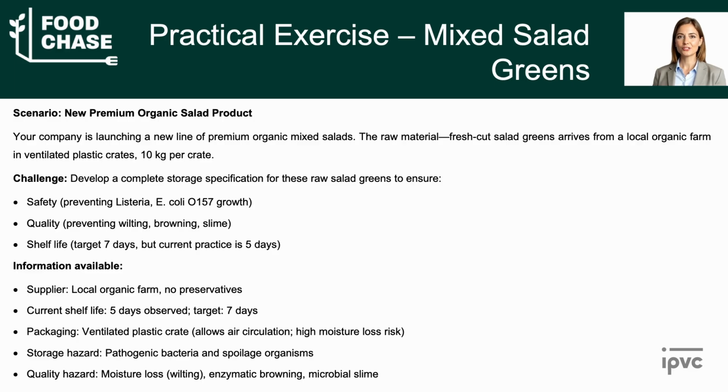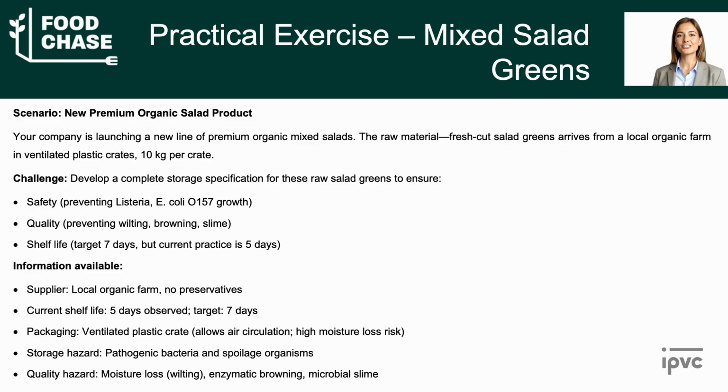You need to think about humidity. The greens need moisture to stay crisp, but too much moisture and molds grow. You need to think about packaging. The current ventilated crate is good for air circulation but loses moisture. Could you add a film? You need to think about storage location. Are they sitting in a sunny loading dock or a climate-controlled cold room?